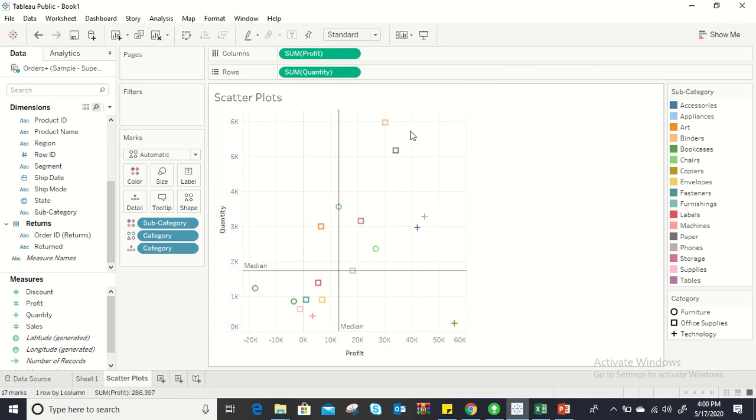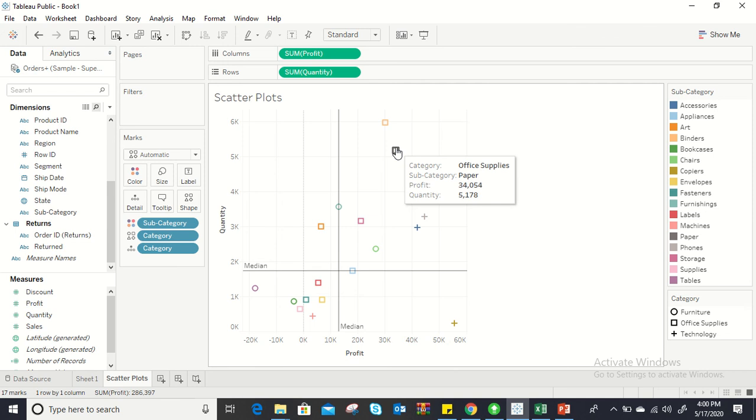Anything which goes beyond this particular quadrant, I would target these products. We have products like storage, which comes under office supplies, and chairs, where the demand is high. I'm selling a lot and the profit margin is also high. These are the perfect products which I need to concentrate on as a business, which are high in demand and also giving me a lot of profit. That's how scatter plots can give a lot of information for businesses to take action on. This is a prime example of how you can use scatter plots.